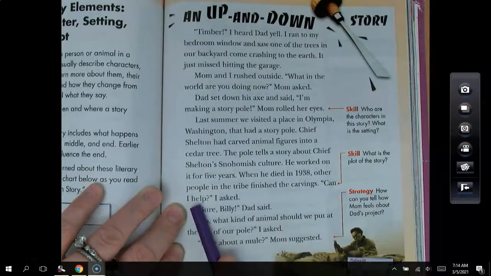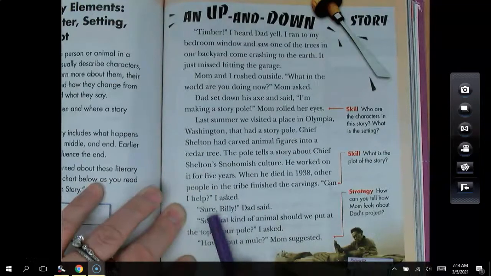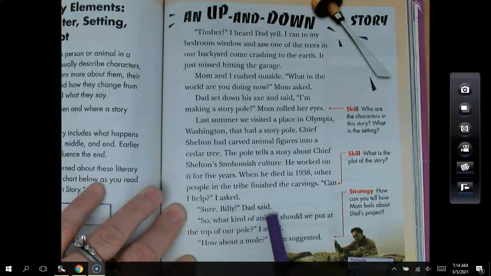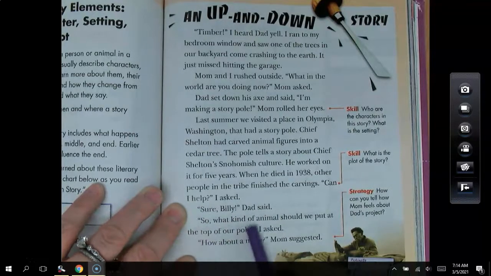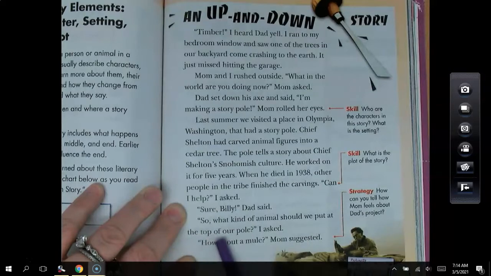"Can I help?" I asked. "Sure, Billy," Dad said. "So what kind of animal should we put at the top of our pole?" I asked. "How about a mule?" Mom suggested.